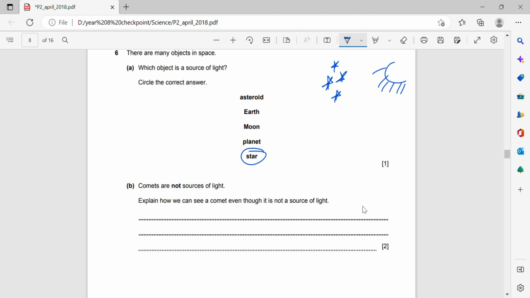Explain how can we see a comet even though it's not a source of light. How can we see a comet? How can we see the moon? What would be the answer? Where does the light come from? The light comes from the sun and is reflected off the comet. So the answer is the light from the sun is reflected off the comet.